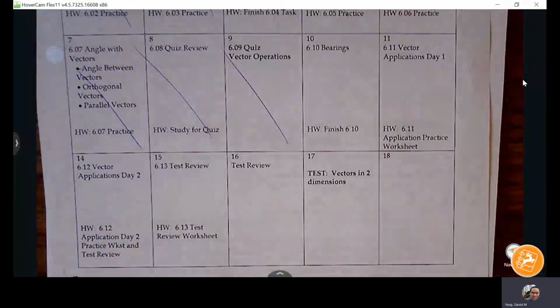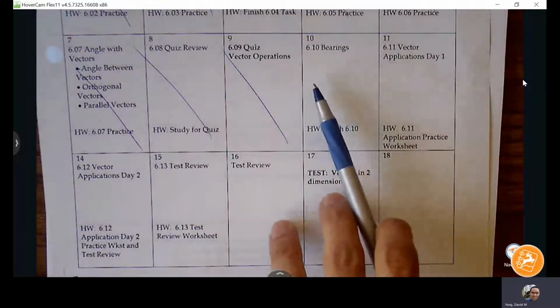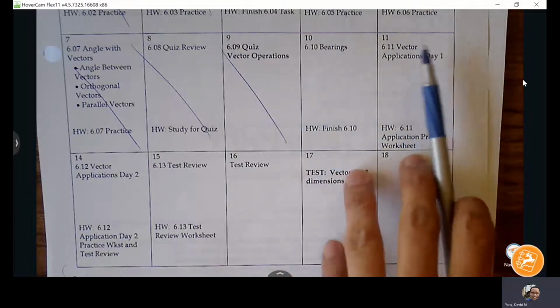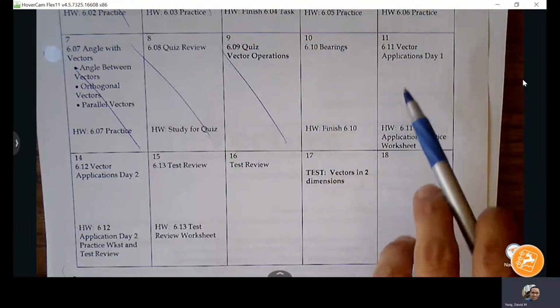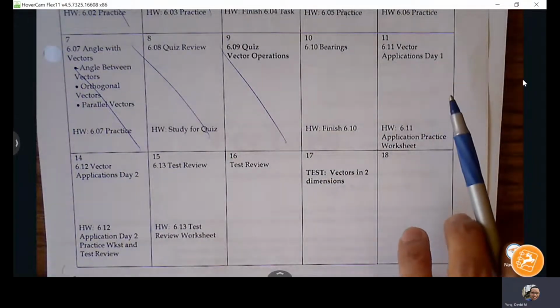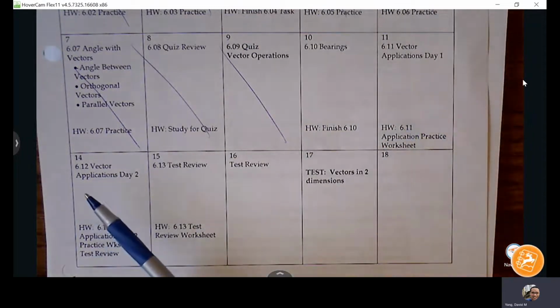Okay, let me go over the calendar here. So we have one more new topic to go over. This is directional bearings. It's really just more of a half section. So I think we're going to be able to spend time starting our application. I think the most challenging part of the unit is the word problems, which we're going to be able to spend quite a few days on. So if we can get an early start on it today, I think that would be good. And then hope to get back your quizzes by Monday. Okay. And then we can go over that as well.